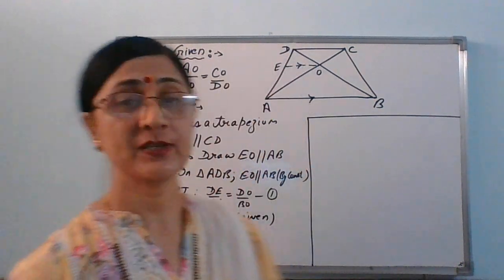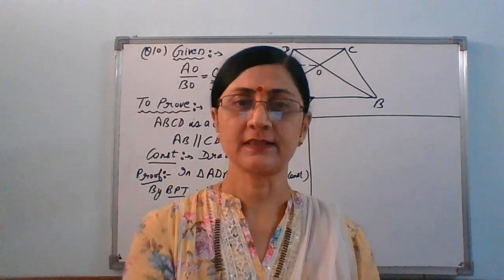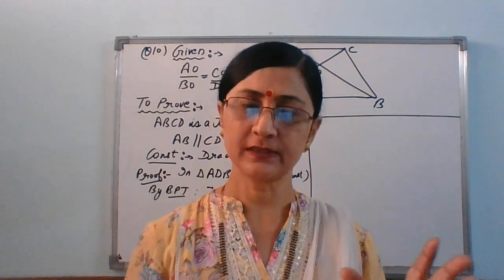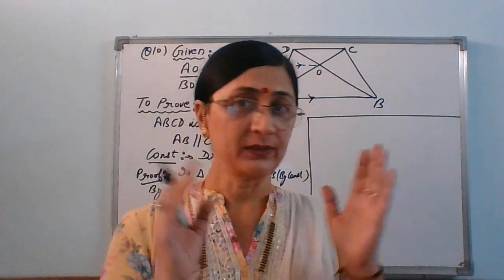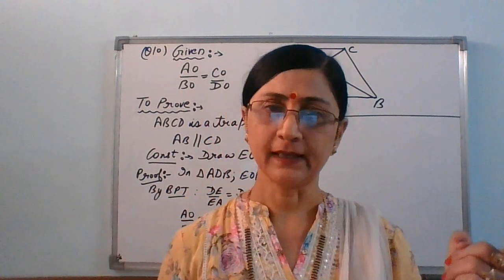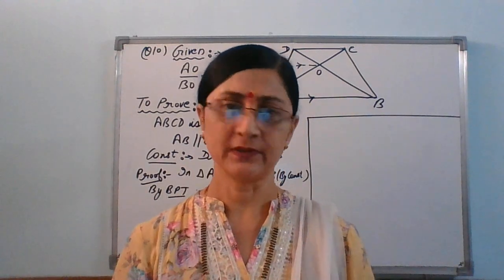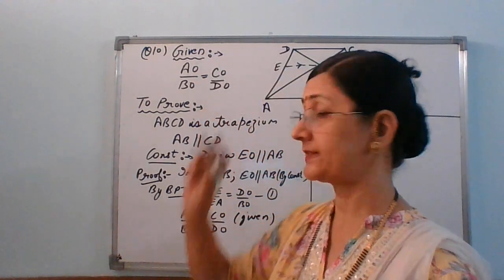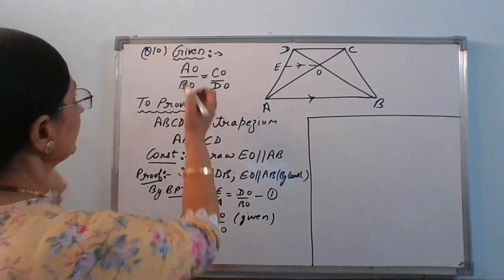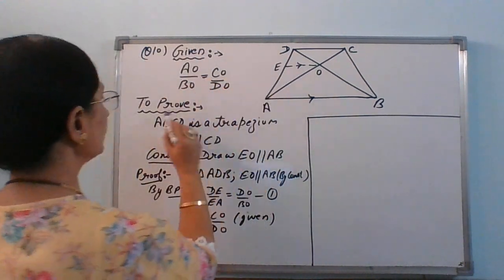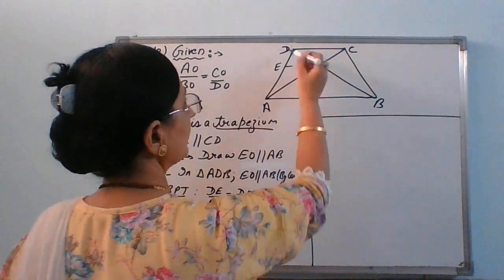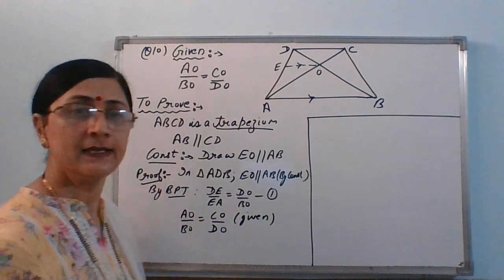Now I'll be explaining question number 10. Question number 10 is just the converse of question number 9. What was given in question number 9? It was given that it is a trapezium. Now in this question here we have to prove that this is a trapezium. In that 9th question the ratio was what we were supposed to prove, but here the ratio is given, right? So it is just the converse of 9th. Okay, now here given is this ratio. To prove, we have to prove that it is a trapezium. Trapezium means we have to prove that AB is parallel to CD. One pair has to be parallel in trapezium.